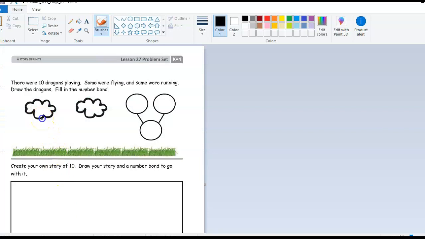For your next problem, I'll read the story. There were 10 dragons playing. How many dragons were playing? Yes, 10 dragons were playing. Some were flying and some were running. Draw the dragons. Fill in the number bond. So here you also have an opportunity to draw your dragons. Now remember, some of those dragons are flying. All of those dragons are not flying. Some are flying and some are running.